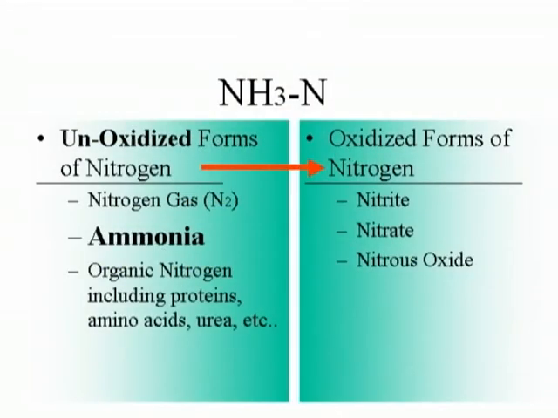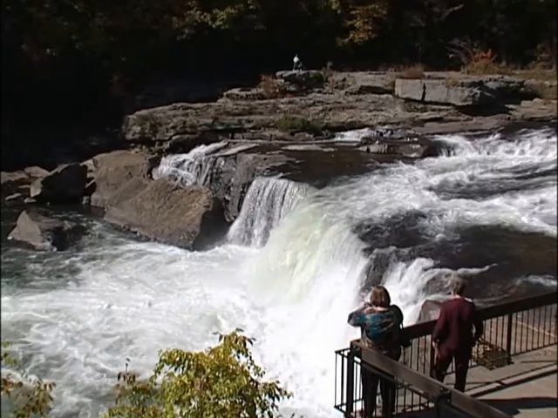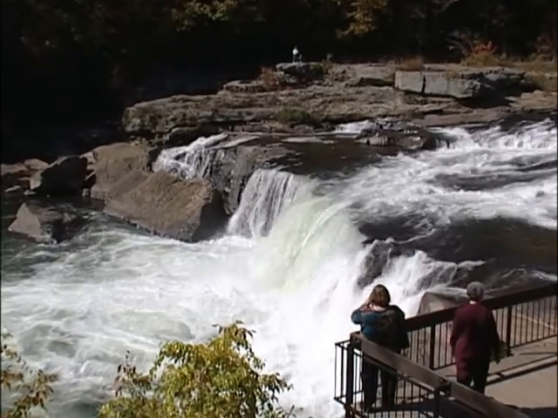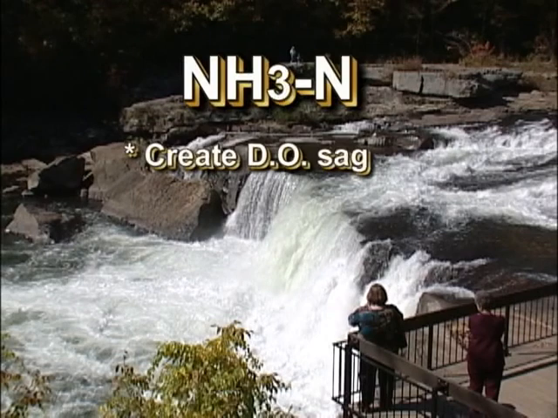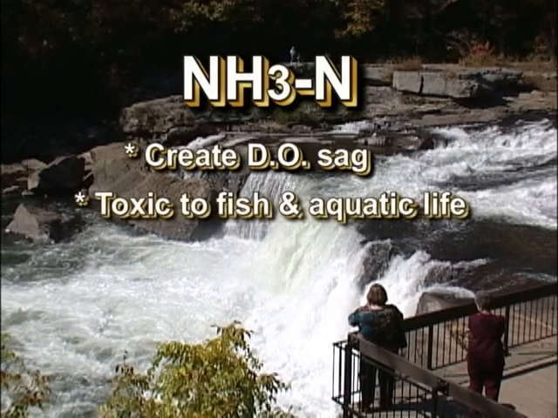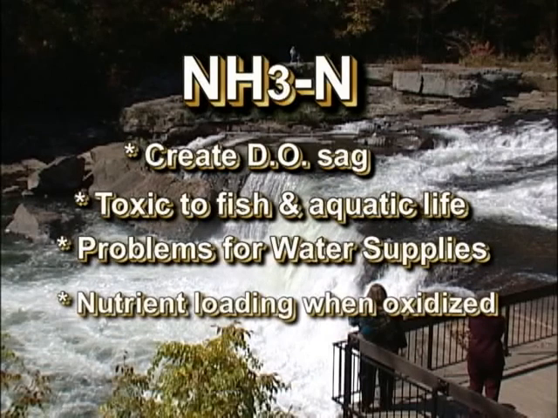Ammonia is a form of unoxidized nitrogen. Ammonia can be problematic if discharged into a receiving stream. If discharged, the ammonia can create a dissolved oxygen sag in the waterway, create acute and chronic toxic conditions for fish and other aquatic life, present problems for downstream drinking water supplies, and create nutrient loadings when oxidized.